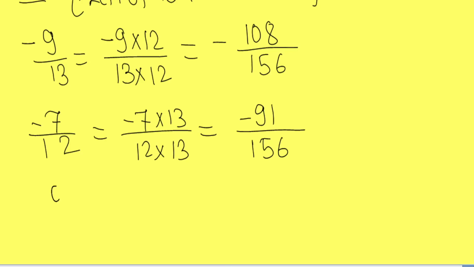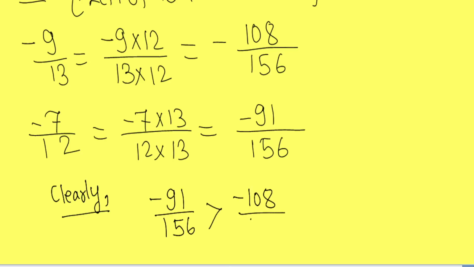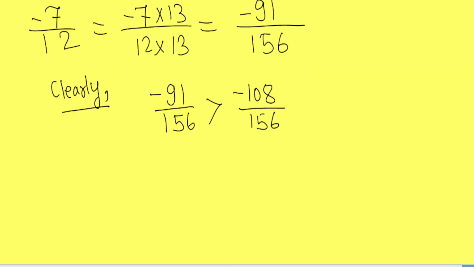Now what we have to do? We just have to compare the numerators, and we will find out which rational number is greater and which is smaller. So we can clearly see that -108 is smaller than -91. So -91/156 is greater than -108/156.